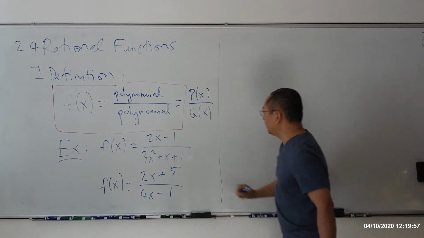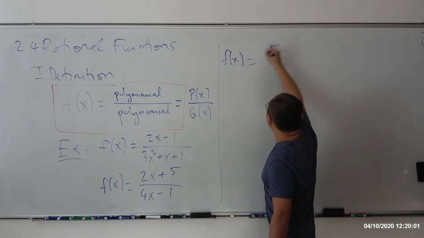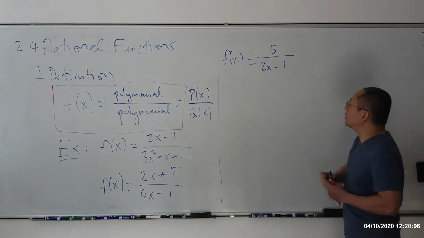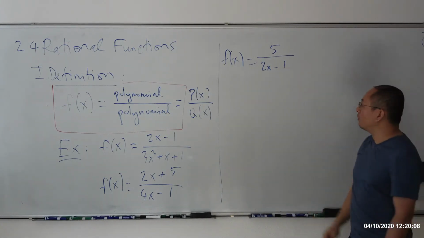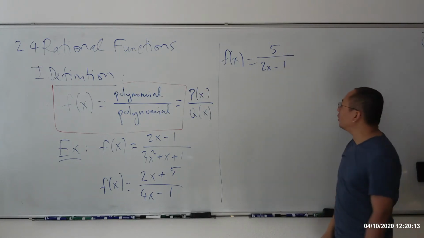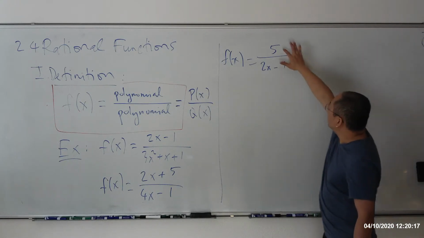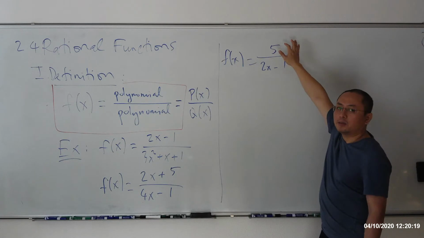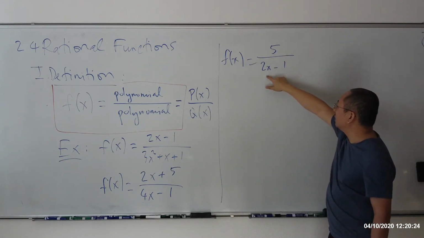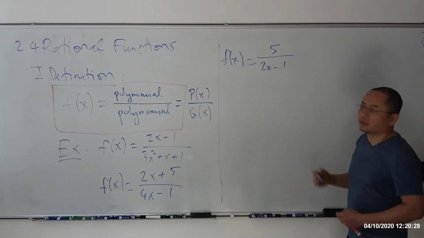Let's recall this type of function. f of x equals, say, 5 over 2x minus 1. And I claim that this one is also a rational function. Why? Because the numerator right here is actually a polynomial. If you take a look at the clip about the polynomial function, the number 5, a constant, is a polynomial of degree 0. And the denominator is a polynomial of degree 1. So this is a proper fraction, and this is a rational function.